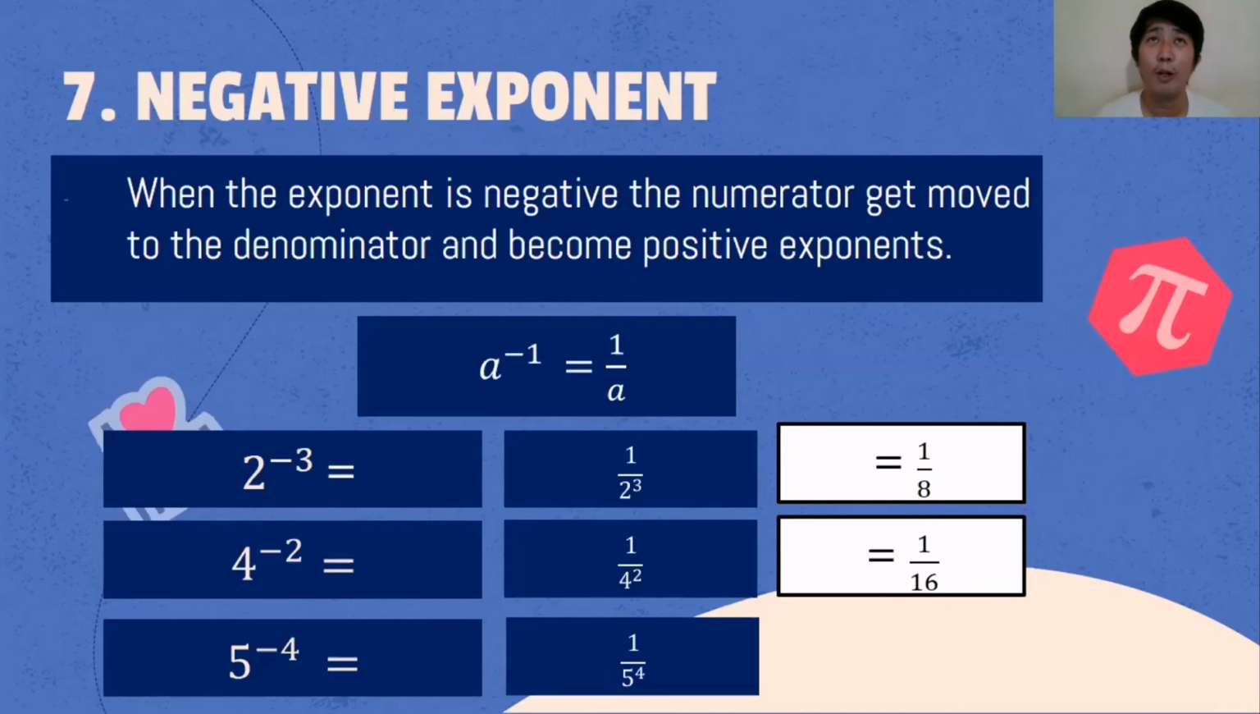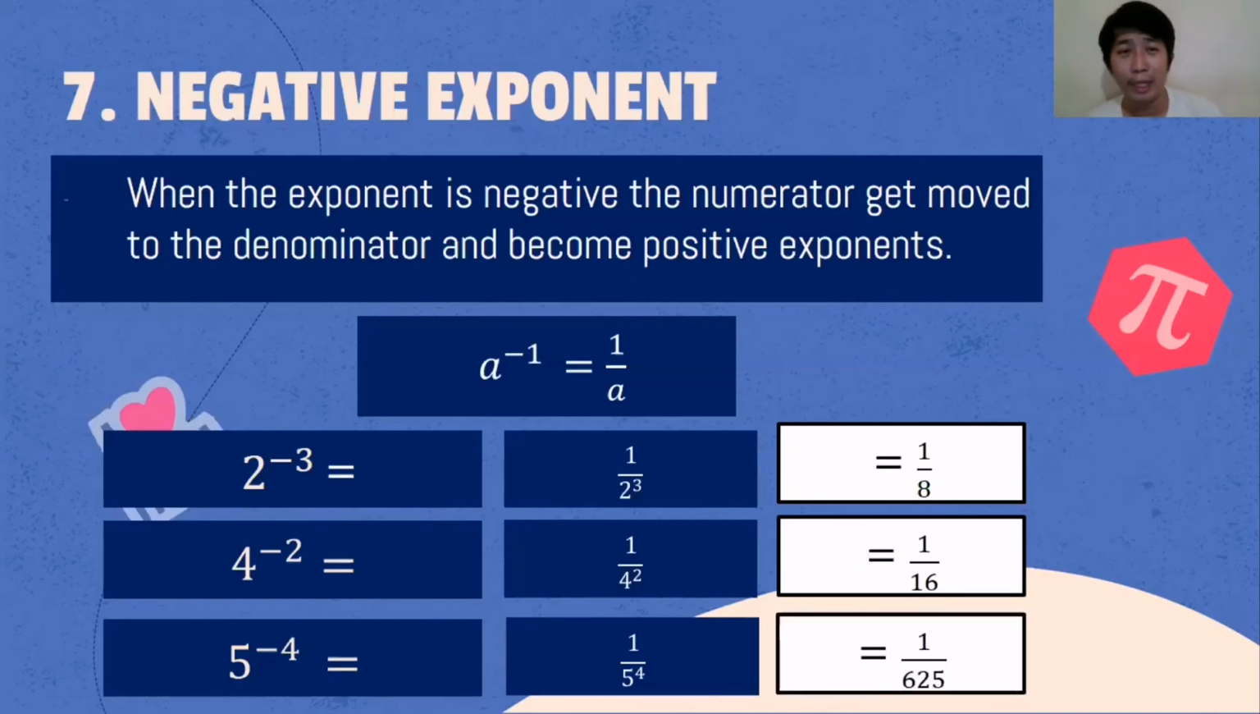What is 5 raised to 4? 5 times 5 times 5 times 5. That is, very good, 1 over 625. So that is negative exponent. When the exponent is negative, the numerator gets moved to the denominator and becomes a positive exponent. That is number 7, negative exponent.